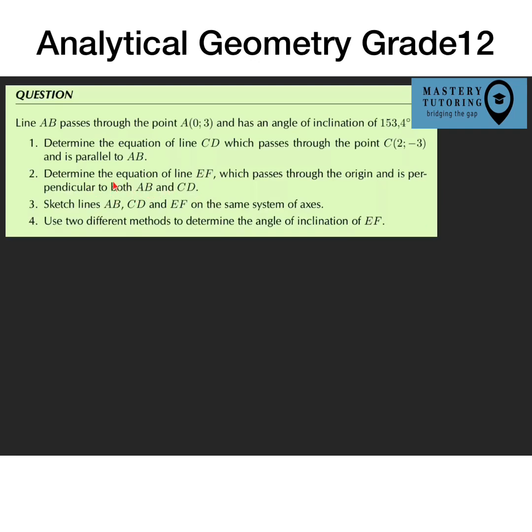In this case, we're going to have to apply the rule that says if you multiply the gradients of two lines which are perpendicular, the product will give you negative one. We're going to apply that rule to solve this question. Question 3 says sketch lines AB, CD, and EF on the same system of axes. And lastly, question 4 says use two different methods to determine the angle of inclination of EF.